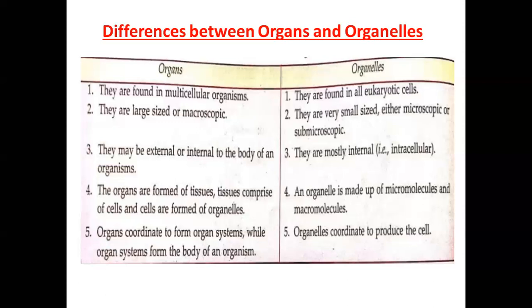The organs are formed of tissues. Tissue comprises of cells and cells are formed of organelles. In case of organelles, an organelle is made up of micromolecules and macromolecules. Organs coordinate to form organ system, while organ systems form the body of an organism. Organelles coordinate to produce the cell, like mitochondria, nucleus. These all are what? These all are cell organelles.